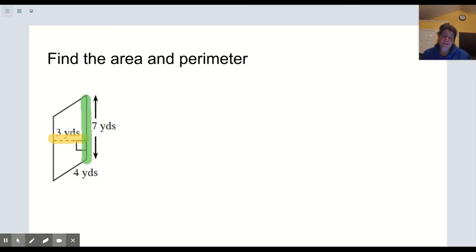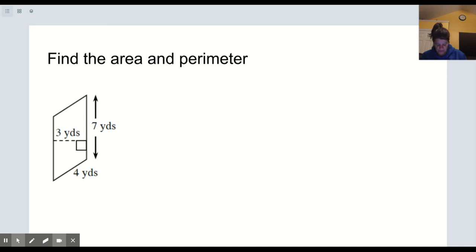So here, the yellow and the green that I highlighted, those are our base and our height. So in this case, the green is the base and the yellow is the height. And we use those two measurements because they meet at a 90-degree angle. And you know that's a 90-degree angle because of this symbol right here. That little corner sign means 90 degrees.